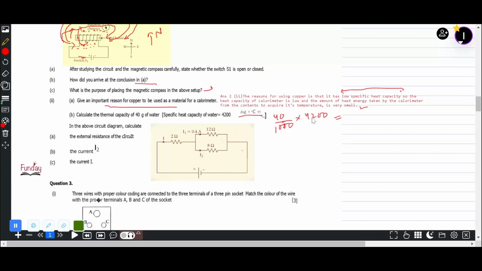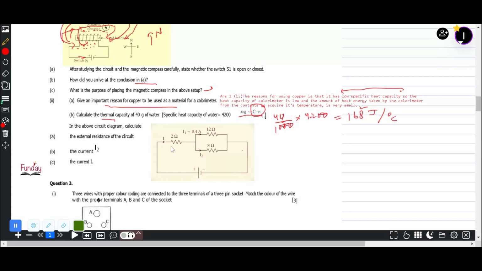That will be 42 into 4, that is 168 joule per centigrade. Now you see the mass, the kg or gram dimension is ruled out. So what is left is joule per centigrade. So that is the unit for thermal capacity.